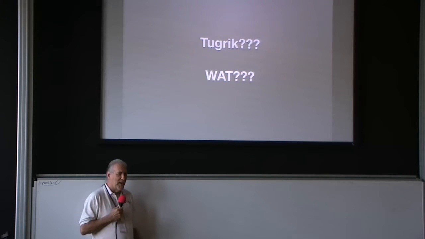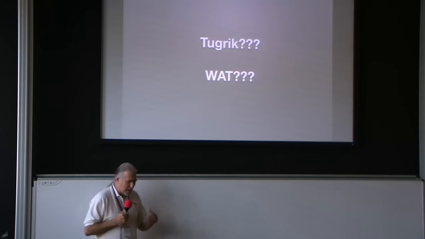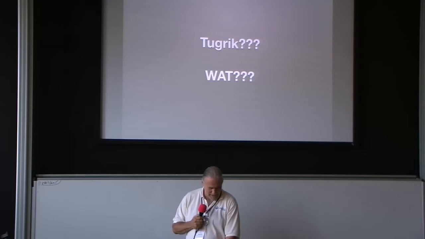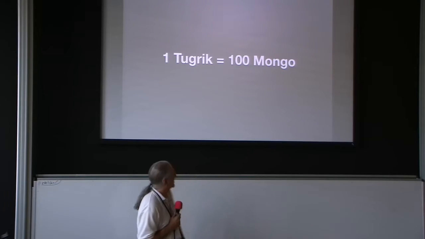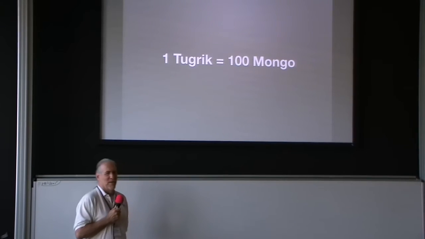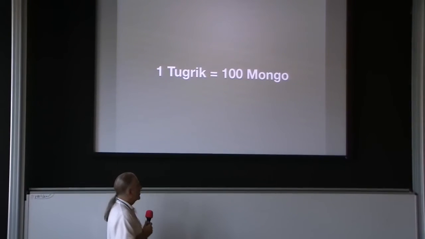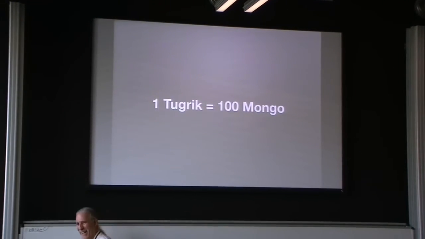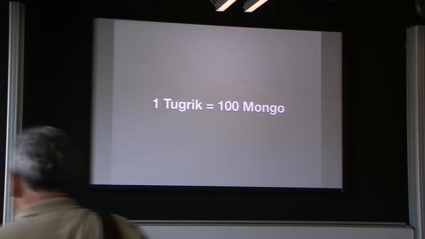I thought that's a good idea, and so that ultimately became and turned into Tugrik, because the Tugrik is the Mongolian dollar, and a Mongo is the Mongolian penny. So that would make 1 Tugrik equal to 100 Mongo.